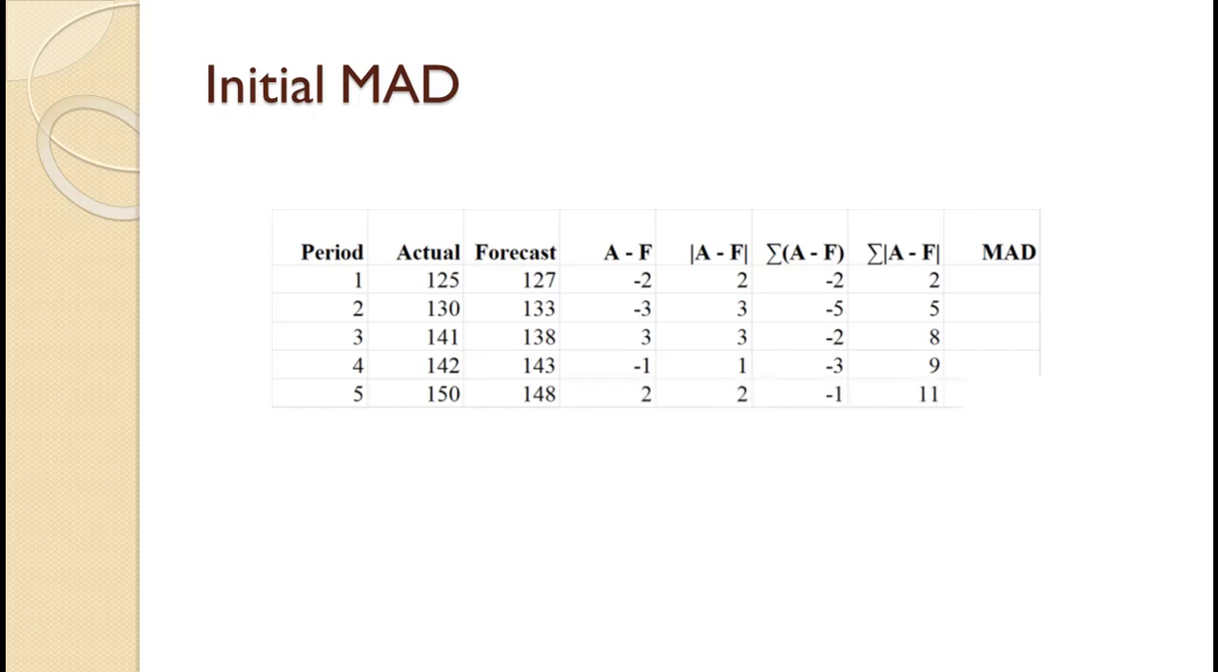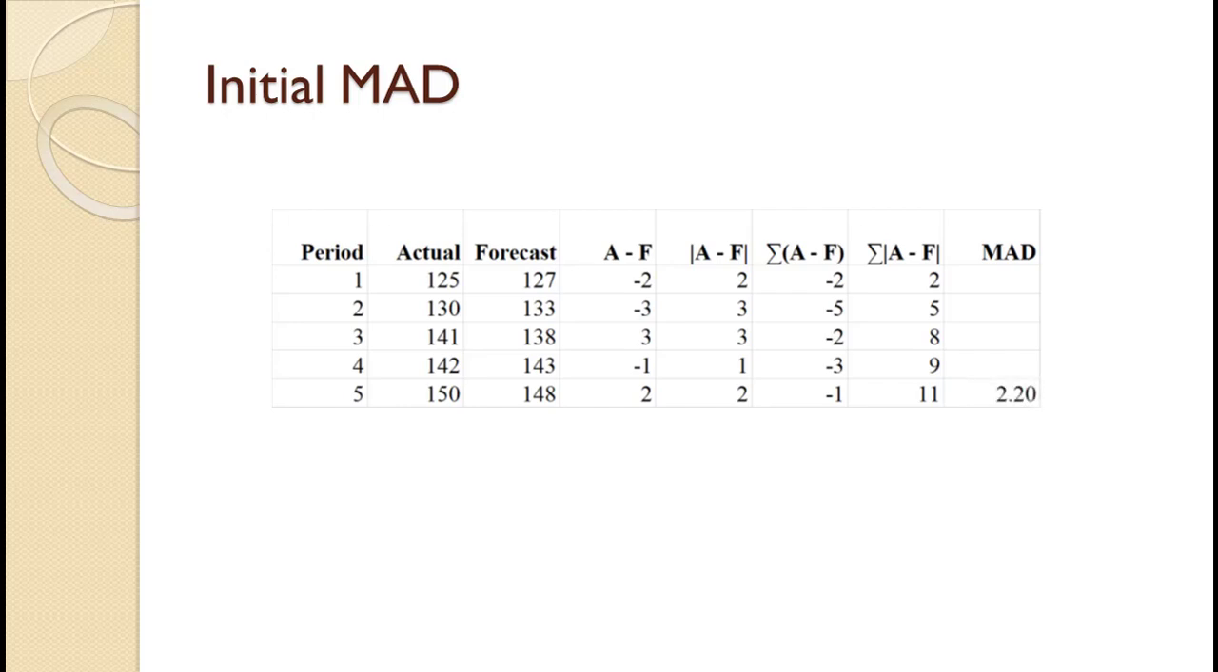For period 5, the actual of 150 minus the forecast of 148 equals 2. The absolute value is 2. The cumulative A minus F equals -3 plus 2 equals -1. The cumulative absolute value A minus F equals 9 plus 2 equals 11.